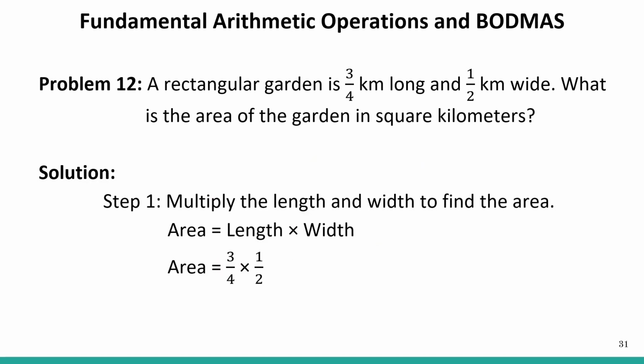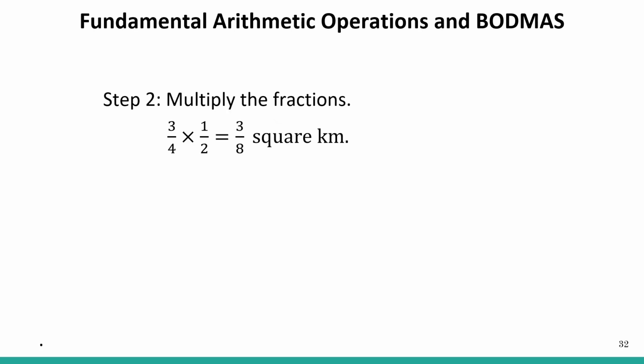Okay. So solution 1, area is equal to 3 by 4 into 1 by 2. That is equal to multiplying the fractions. What we are left with is 3 by 8 square kilometer. Since we are dealing with area here and we multiplied kilometer with kilometer, that's why we are left with square kilometer, or we can also write this as kilometer square. Okay. This is also appropriate.